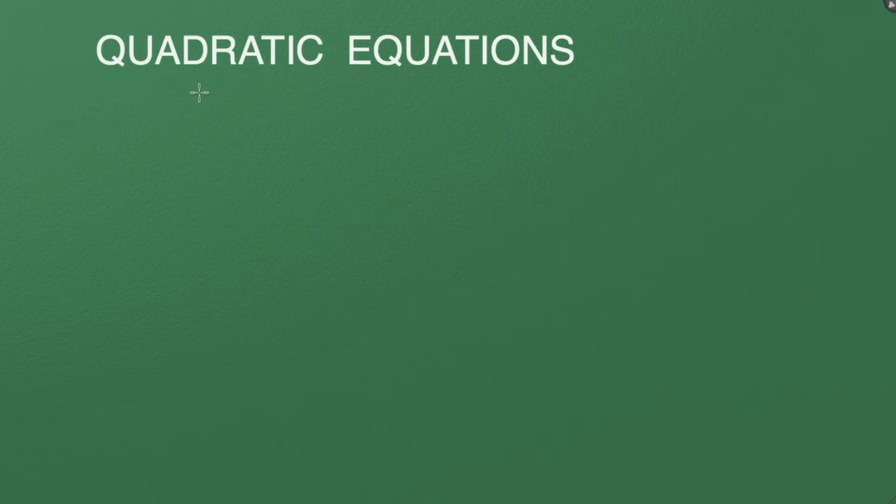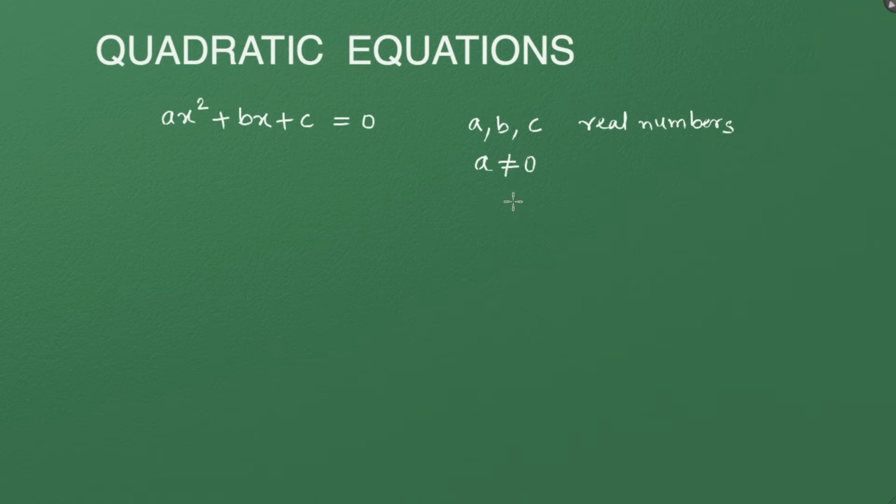Let's begin. What are quadratic equations? An equation of the form ax² + bx + c = 0, where a, b, c are real numbers and a is not equal to 0, is called a quadratic equation.